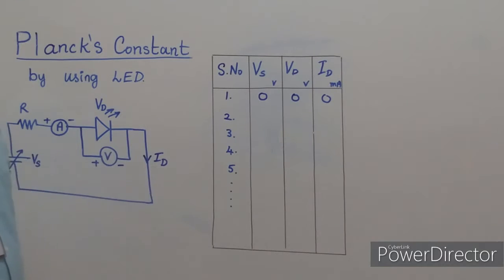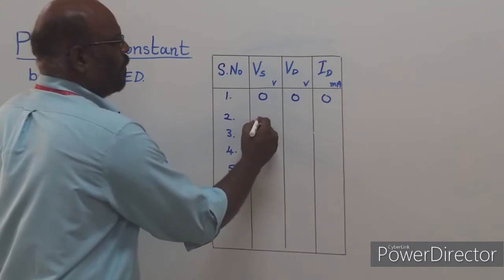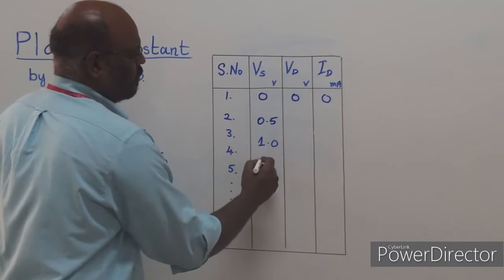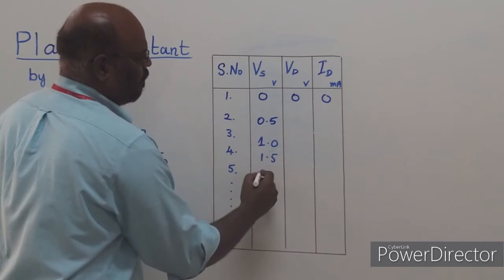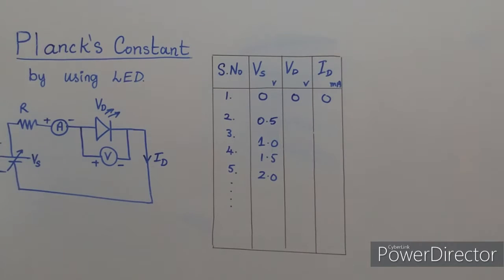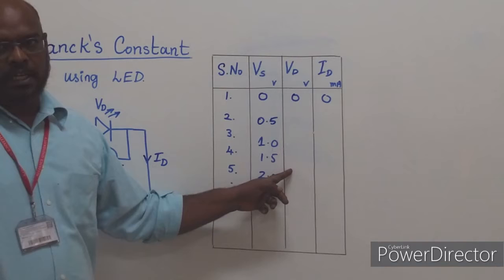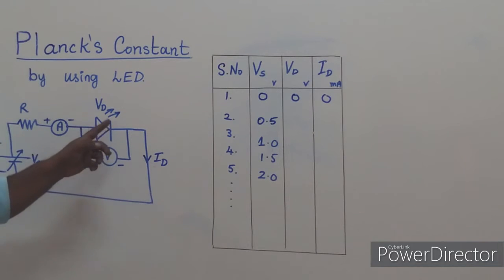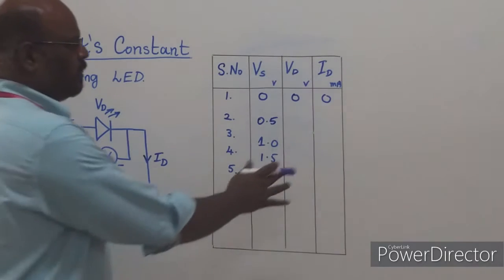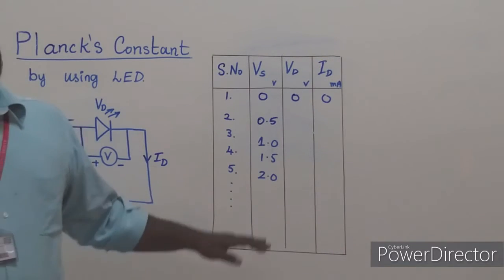Generally what you can do is take 0.5, 1 volt, 1.5, 2 like this. You can apply the voltage across the diode. Whatever voltage you observe here, you have to write it here. And the current also, whatever you observe, you have to write it here. Okay. So this is how you have to do the experiment.